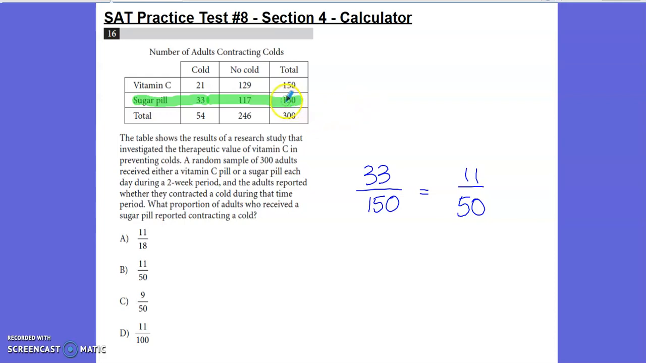Well, we've got 150 total people who took the sugar pill, and of those 150, 33 reported a cold. So the proportion, people who reported a cold out of the people who took a sugar pill, is 33 out of 150. If you reduce that, you end up with 11 out of 50.